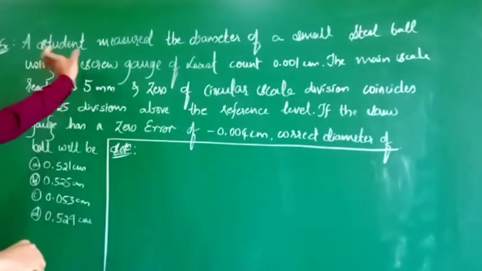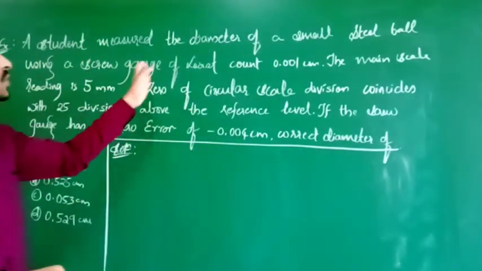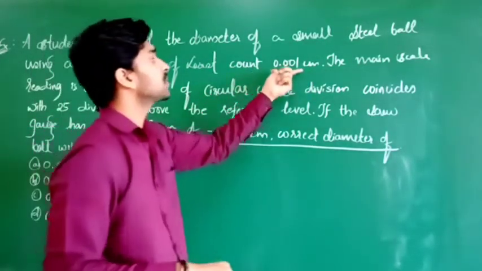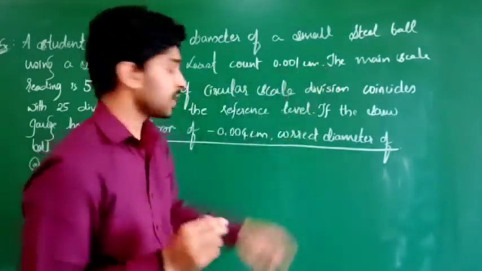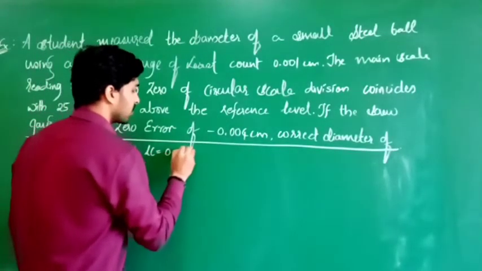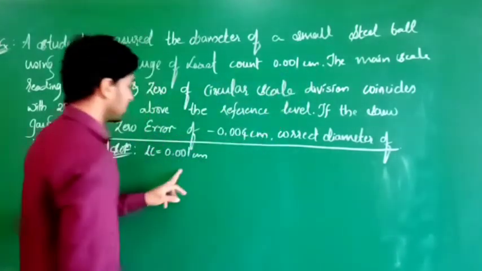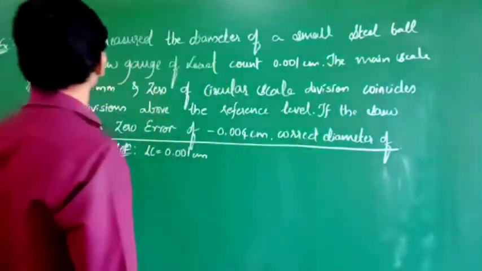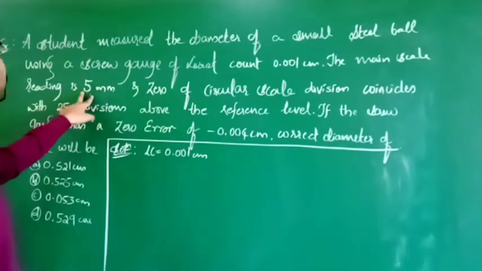First one: a student measured the diameter of a small steel ball using a screw gauge of least count 0.001 centimeter. So this 0.001 centimeter is the least count of the screw gauge; I will treat it as LC. How much have they given? Least count is 0.001 centimeter. Next, the main scale reading is 5 millimeter. Main scale reading they have given is 5 millimeter.